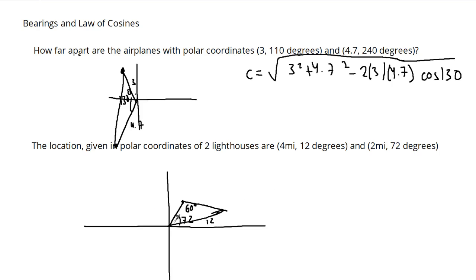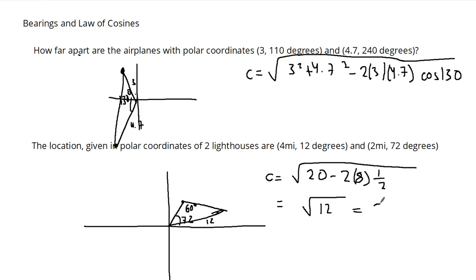If we have 4 with 12 and 2 with 72, let's calculate. All right, c is equal to the square root of 4 squared plus 2 squared, that's 20, minus 2 times 8 times cosine of 60, which is just 1/2. So that will be equal to the square root of 12, which is 2 square root of 3. And that's our final answer. So this is actually a right triangle if you haven't noticed already. 2 square root of 3 and 4, that's a 30, 60, 90 triangle. Pretty nice.